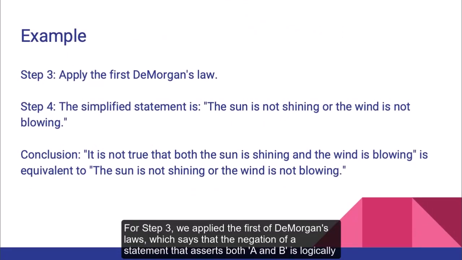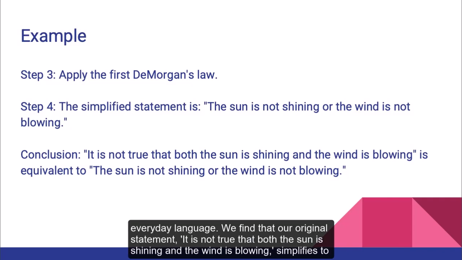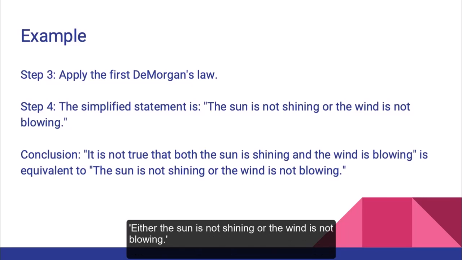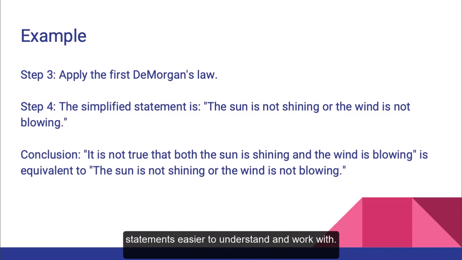For step 3, we applied the first of De Morgan's laws, which says that the negation of a statement that asserts both A and B is logically equivalent to not A or not B. Finally, in step 4, we translate this back into everyday language. We find that our original statement, "It is not true that both the sun is shining and the wind is blowing," simplifies to either the sun is not shining or the wind is not blowing. So we see that both statements are different ways of saying the same thing. This shows the utility of De Morgan's laws in making complex statements easier to understand and work with.